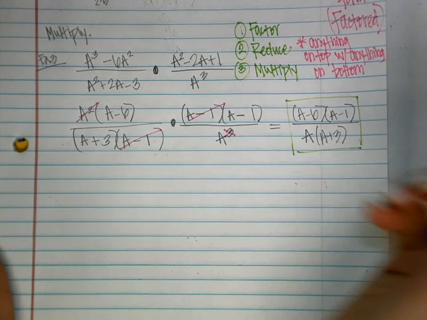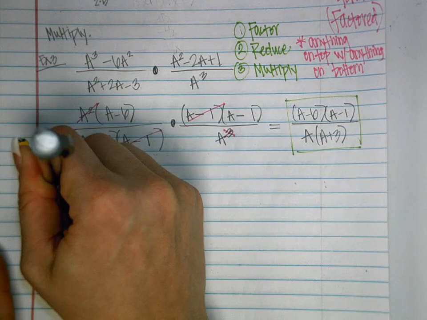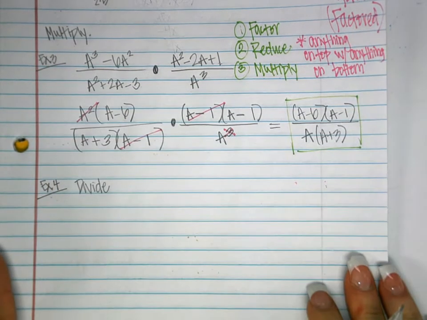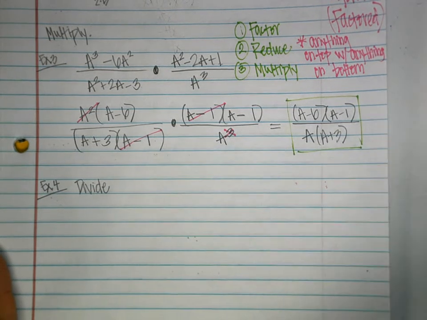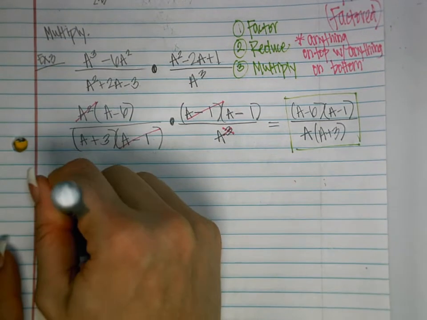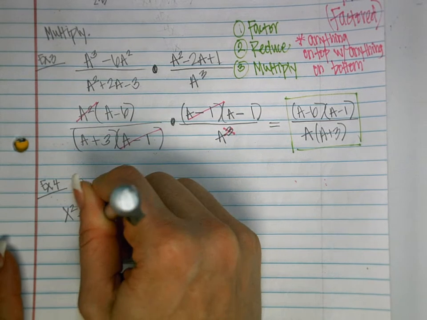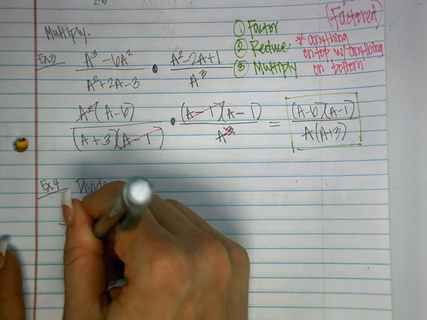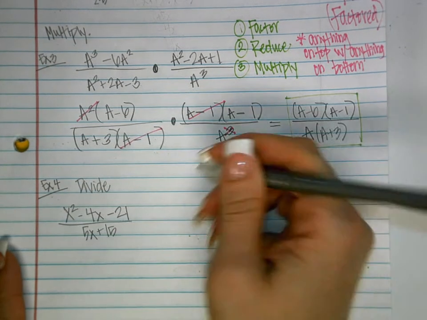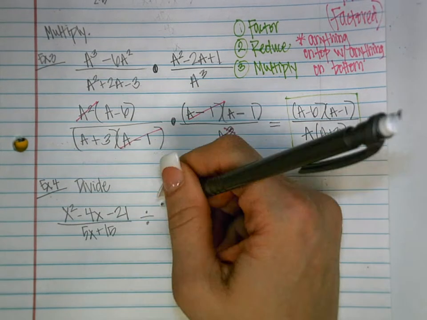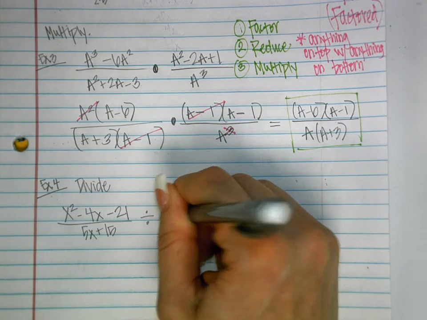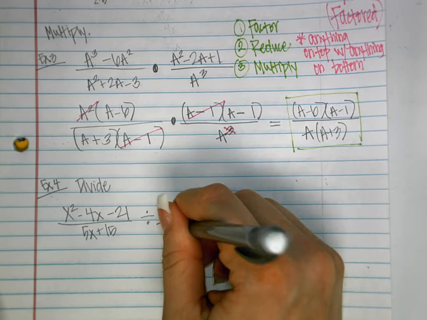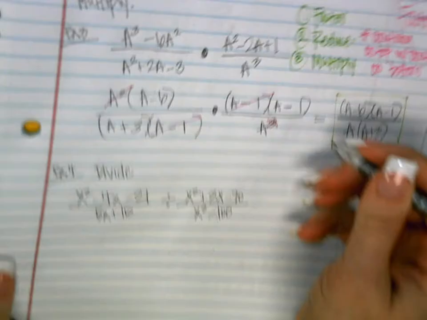And then the last one that we're going to do is a divide problem. Your instructions are going to tell you to divide. If I give you the problem, x squared minus 4x minus 21 over 5x plus 15 divided by x squared plus 3x minus 70 over x squared minus 100.